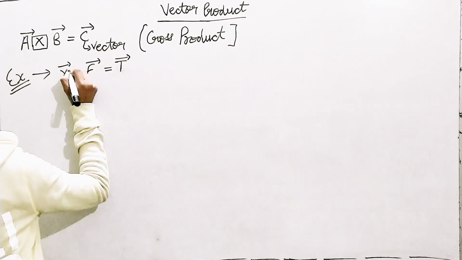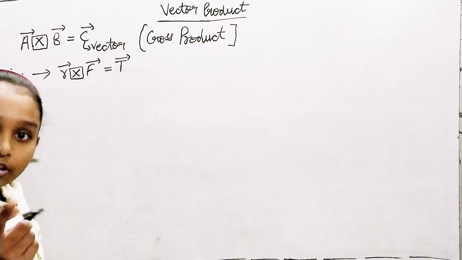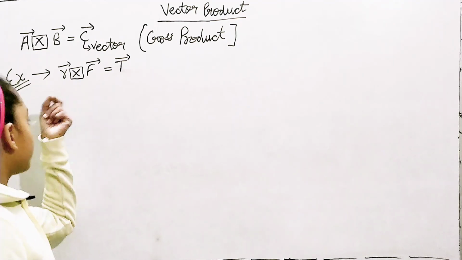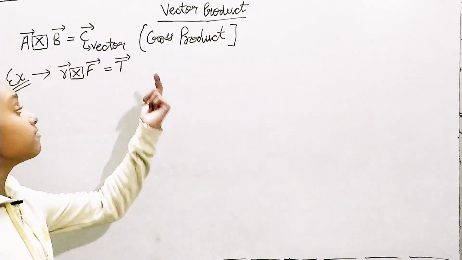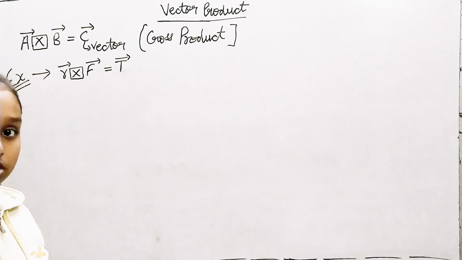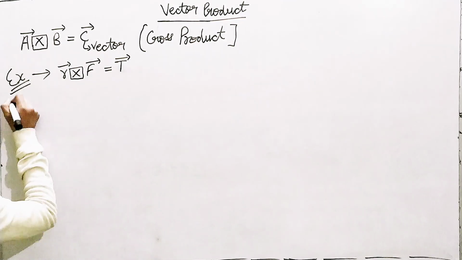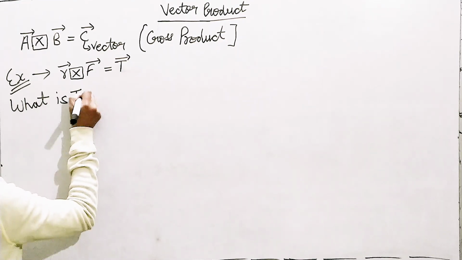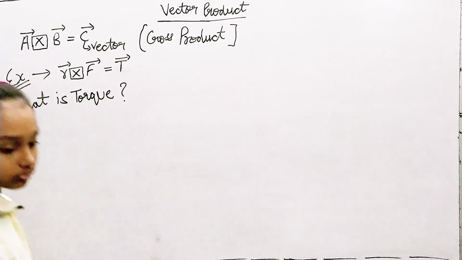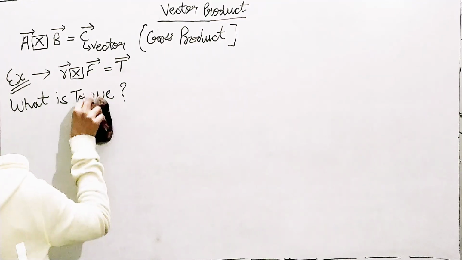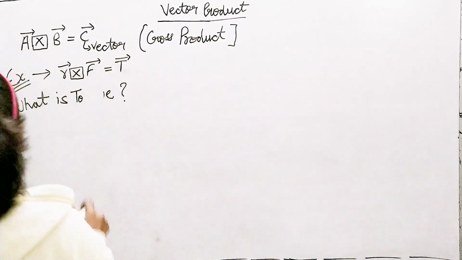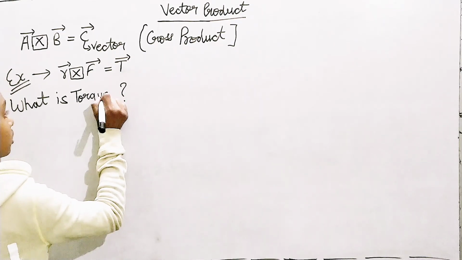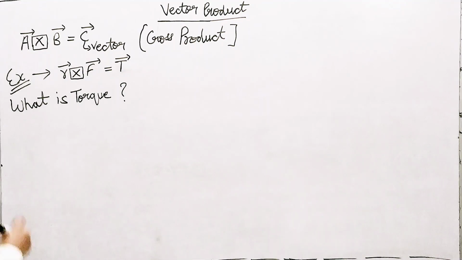So in this example you can see that we are using cross, and when we multiply these two vectors, we are also getting a vector, and it is torque. Now let me tell you something about torque, then we will continue. I'm going to tell you the definition and explain a little bit, and then we will continue our topic. I've written what is torque.